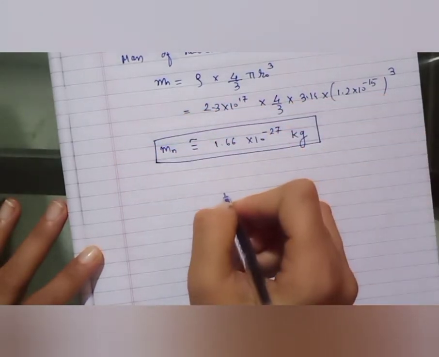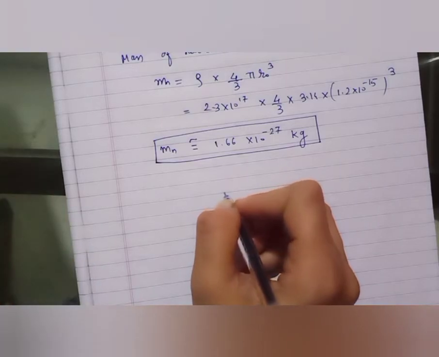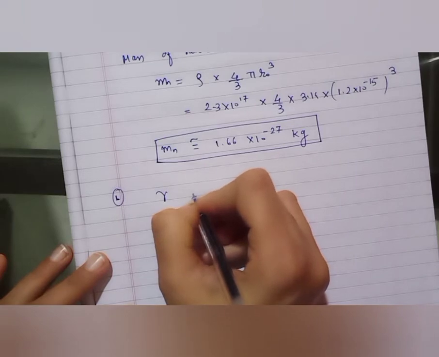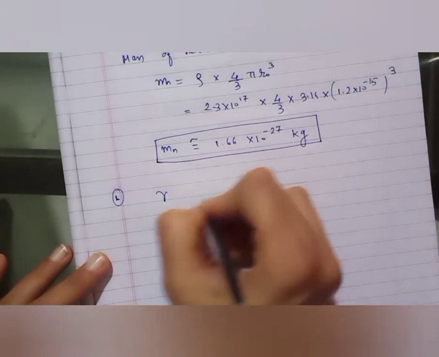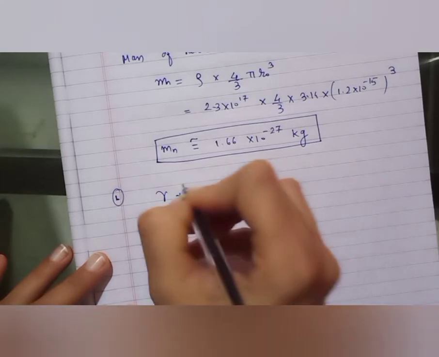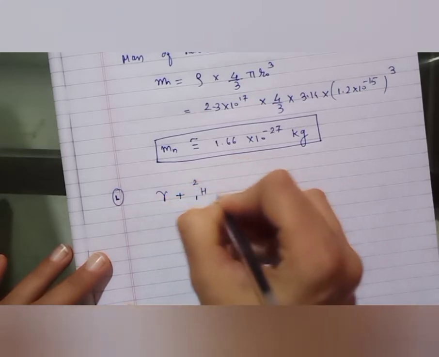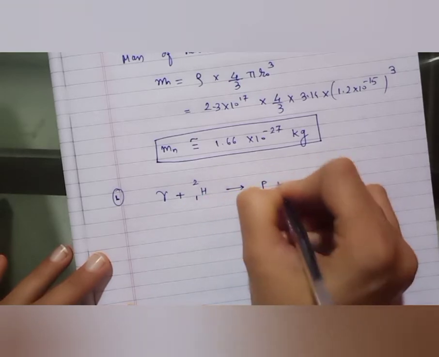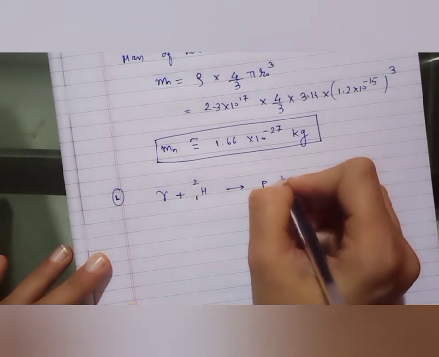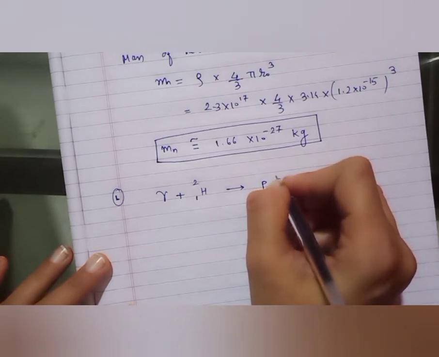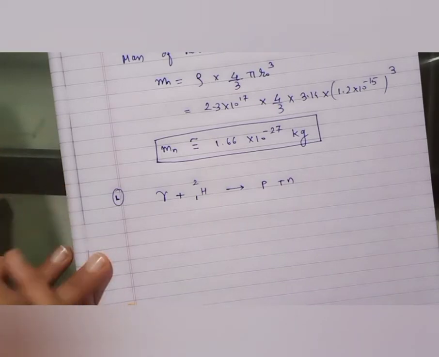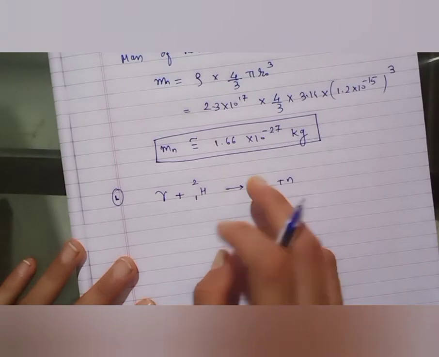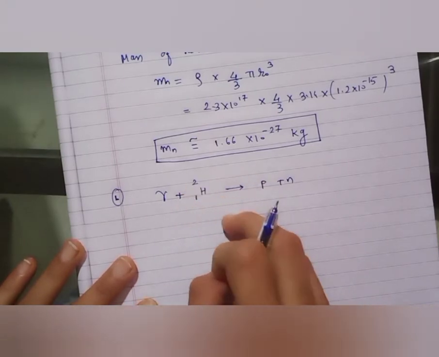Okay. Now the second part: a gamma ray photon breaks a deuteron. That means the gamma ray photon interacts with a deuteron, breaks it, and forms a proton and a neutron. So the energy of the photon will be minimum when it is just enough to break the deuteron. Otherwise the proton and neutron would have traveled also. So here we have to find the minimum possible energy of the gamma ray.